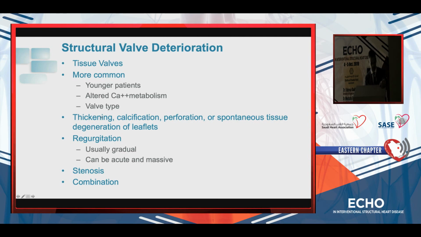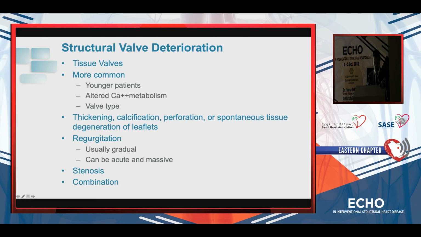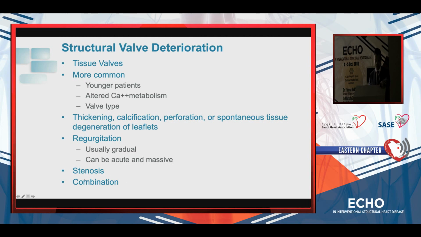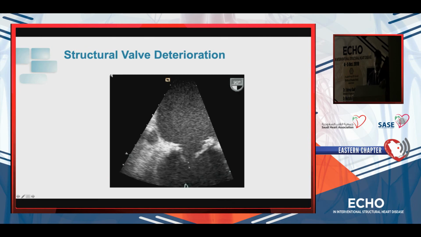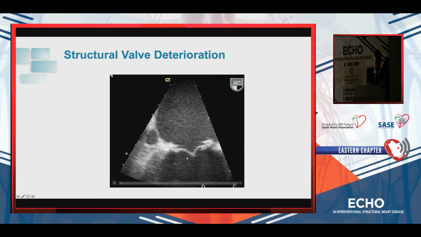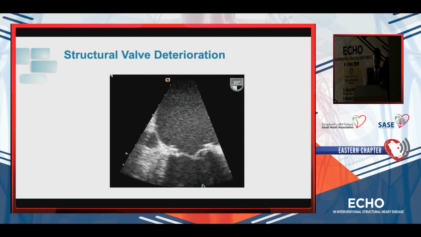So what we can see is thickening, calcification, but we can also see perforation, or a degeneration of the leaflet, and this can result in regurgitation. Usually it goes gradually, but sometimes it can be acute because of the rupture of some of the leaflets, and it can be massive, but also stenosis can be seen, or a combination of these. And just an example to show you, this is a prosthetic valve where we can nicely see the limited motion of these leaflets. So it's not that pliable and not that flexible anymore compared to after implantation.